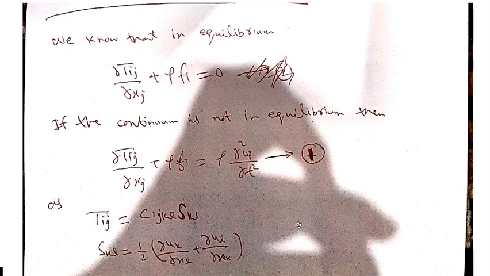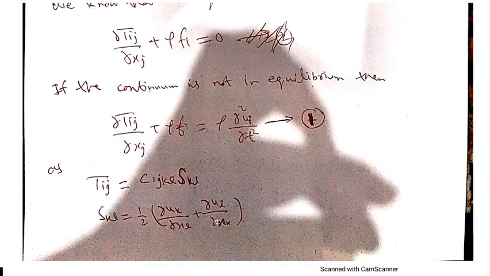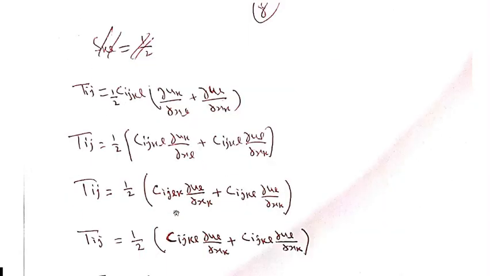So we know that Tij equals Cijkl Skl, and S means strain, Skl will equal to this. This is the displacement U. Then we have Tij equals 1 by 2 Cijkl partial Uk partial Xl plus partial Ul partial Xk.